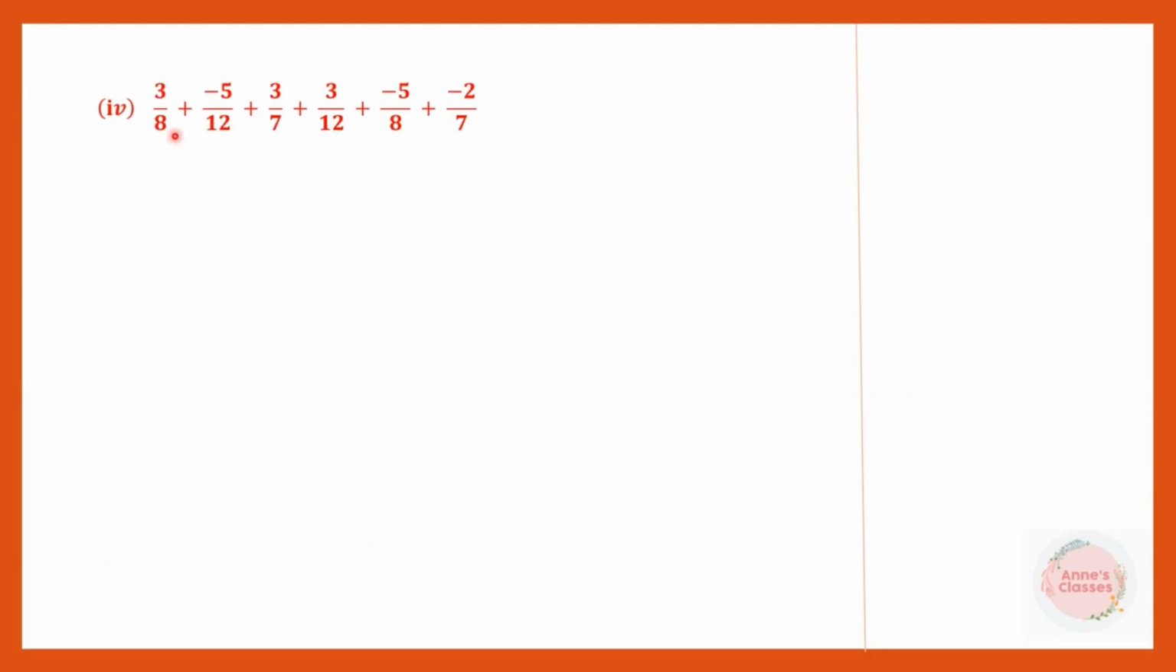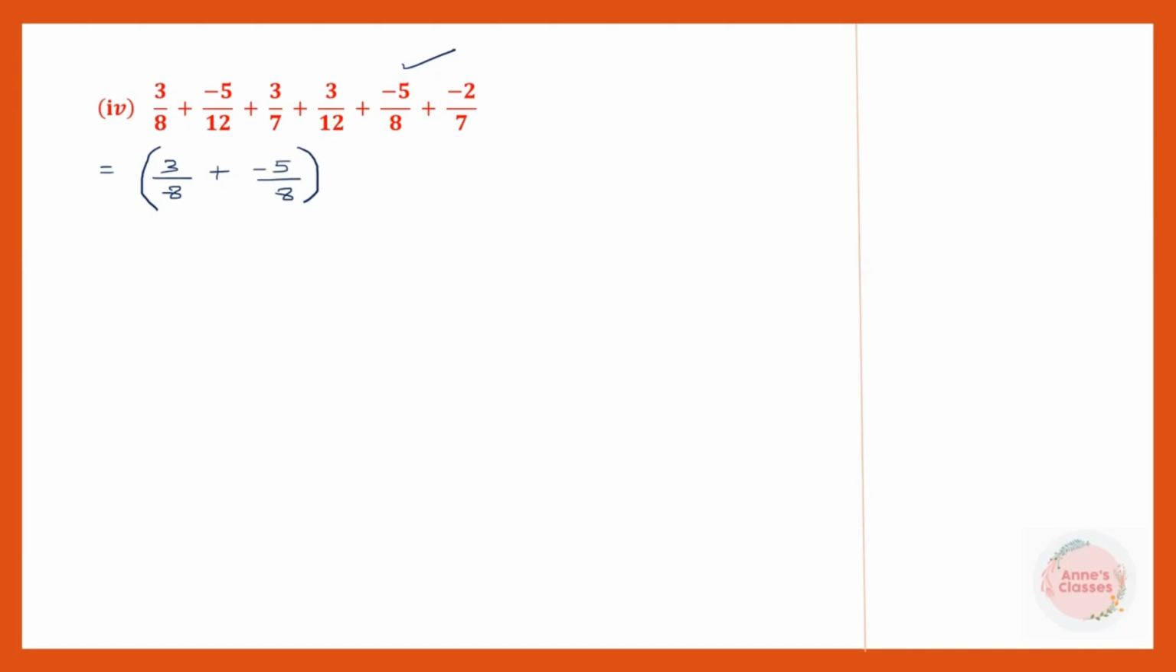Question 4. Here, if you look carefully, we have three sets of like terms. We have denominator 8 and 8, denominator 12 and 12, 7 and 7. So there are three sets. That means we're going to get three groups of like terms. So let's begin with the first one. So we have 3 by 8, and the other one with the denominator 8 is this. So plus minus 5 by 8. This is your first group.